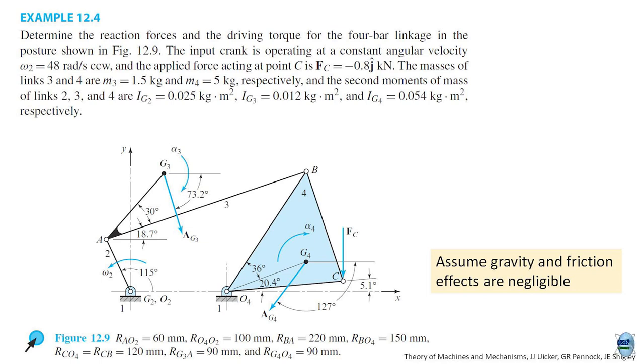Kya ji? G3? AB ke under hona chahiye. Under matlab what? Andar bahar kuch nahi hota hai. It's a link, right? So the body could be this. This could be the body, okay?